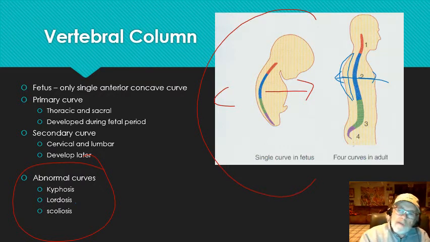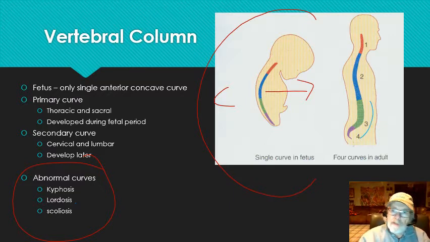Lordosis doesn't involve the thoracic part of the spine, but involves the lumbar part. And what happens is now, instead of having it being concave posteriorly, a little bit convex anteriorly, it becomes much more prominent. They get this sort of swayed back appearance. They get a big dent in the middle of their back, and that's called a lordosis.